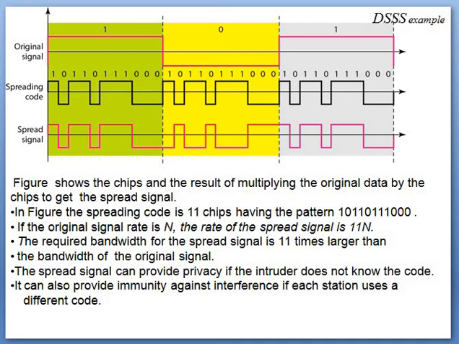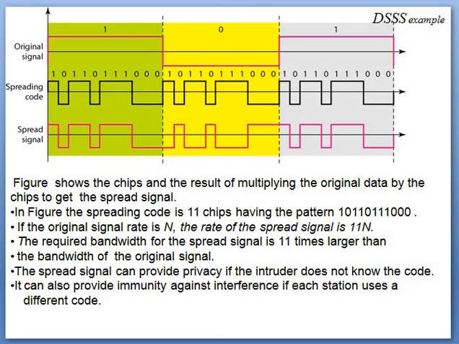In this figure, we multiply the original data by these chips to get the spread signal. Here the spreading code is 11 chips with the Barker pattern 10110111000. If the original signal rate is n, then the data rate of the spread signal is 11 times n. The required bandwidth of the spread signal is 11 times larger than the bandwidth of the original signal.